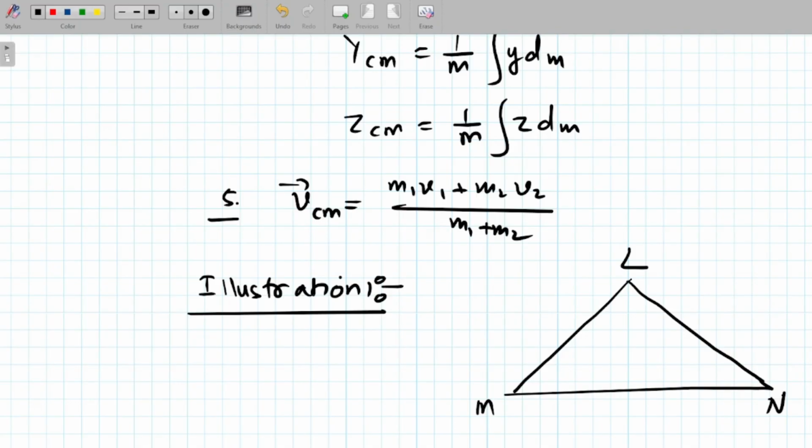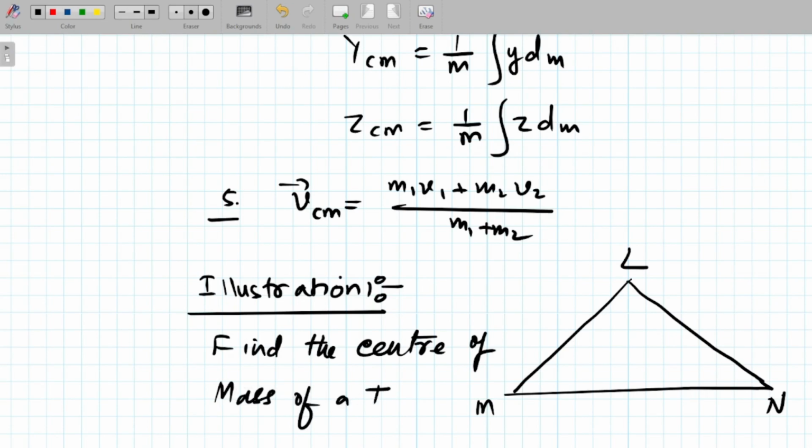Find the center of mass of a triangular lamina. That is the question. Find the center of mass of a triangular lamina.